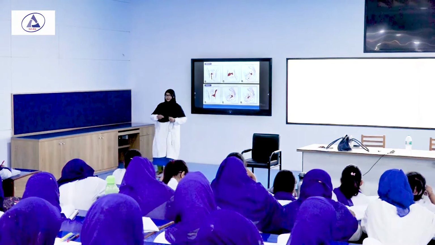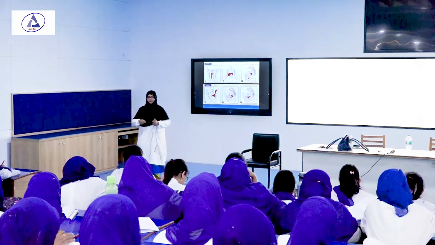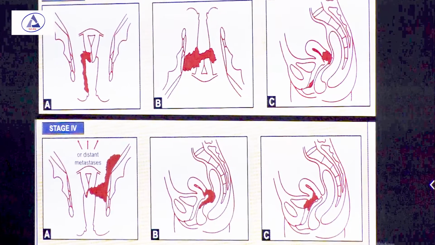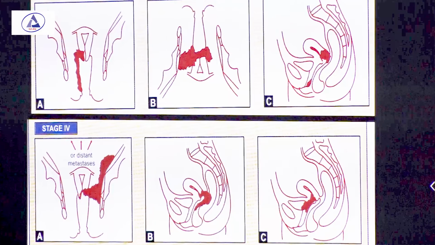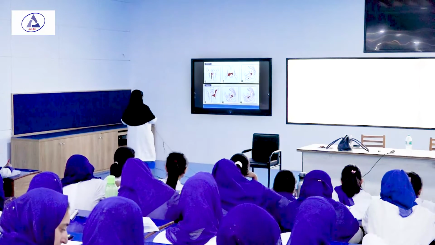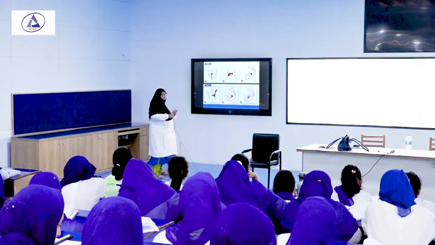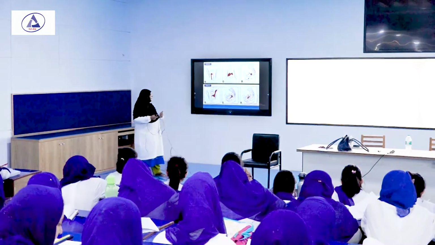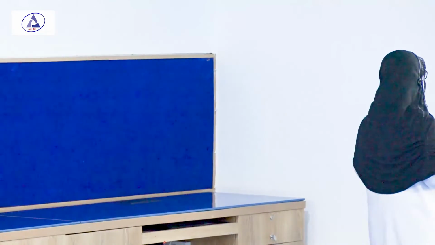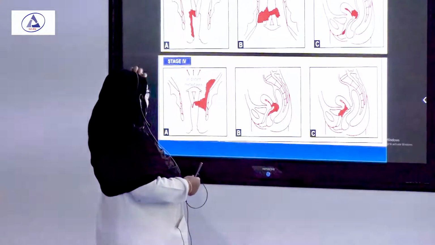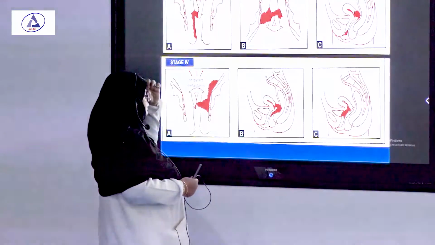The spread is by direct extension, lymphatic permeation and embolism, and through blood vessels. Stage 4 is metastasis to distant organs: lungs, bones, mostly lungs. It goes through the blood vessels to the lungs and also to the skeleton of the body. These are distant metastasis, to the chest, lungs, bones, and also breast.